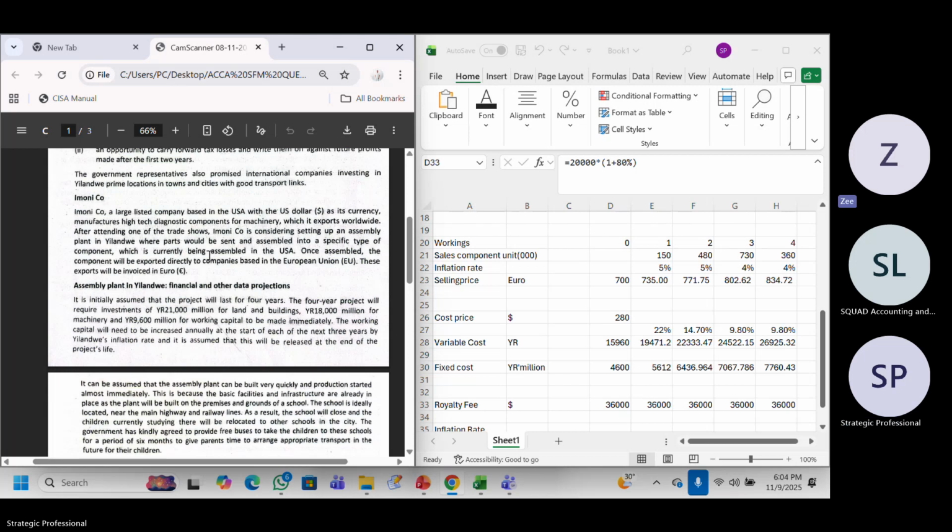I'm just trying to understand that. So it means some of these, the transfer pricing and royalty, will even be converted to euro. No, not at all. Nothing concerns transfer pricing with Europe. Whatever transfer pricing is, it's with Yilando and US. That's the transfer pricing conversation now.